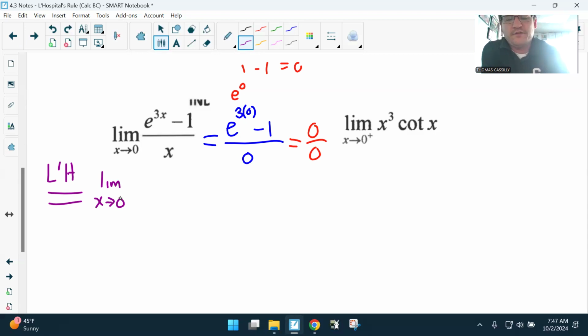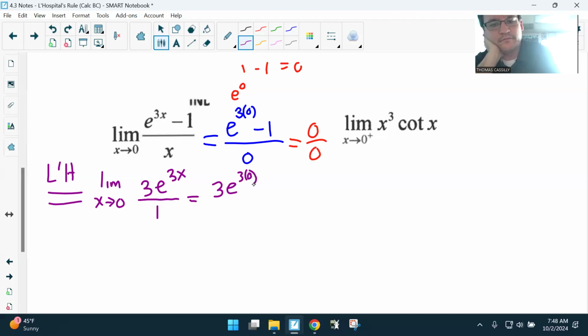Derivative of the top. What is the derivative of e to the 3x? Here's a good review on our derivatives. So that's 3e to the 3x, and then the 1 goes away, all divided by 1, because the derivative of x is just 1. Same kind of idea. Plug in 0 here. We're going to get 3e to the 3 times 0 all over 1, which, of course, e to the 0 is 1, so this equals 3.